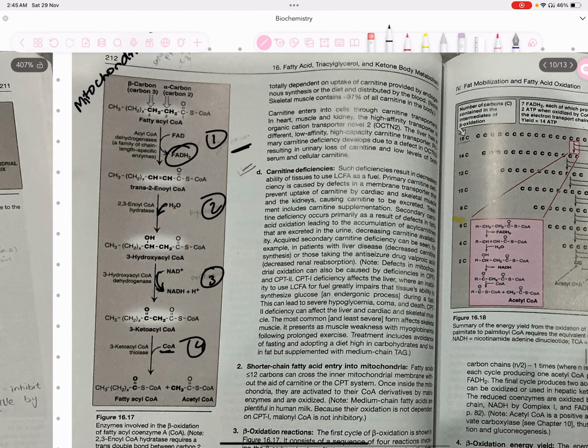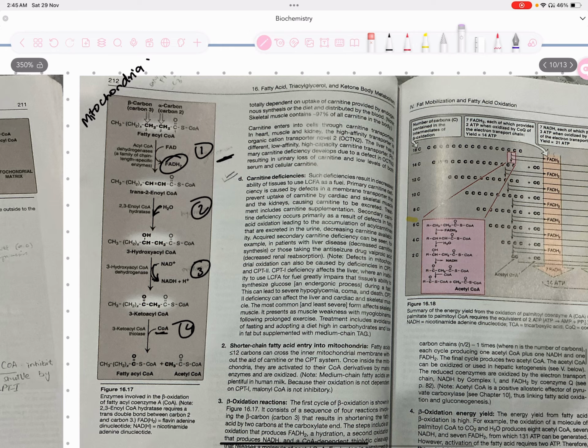So you just need to know the steps. The first is oxidation that produces FADH2. The second is hydration. The third is oxidation that produces NADH, and the fourth is CoA dependent thiolytic cleavage. Finally, this is what is happening.